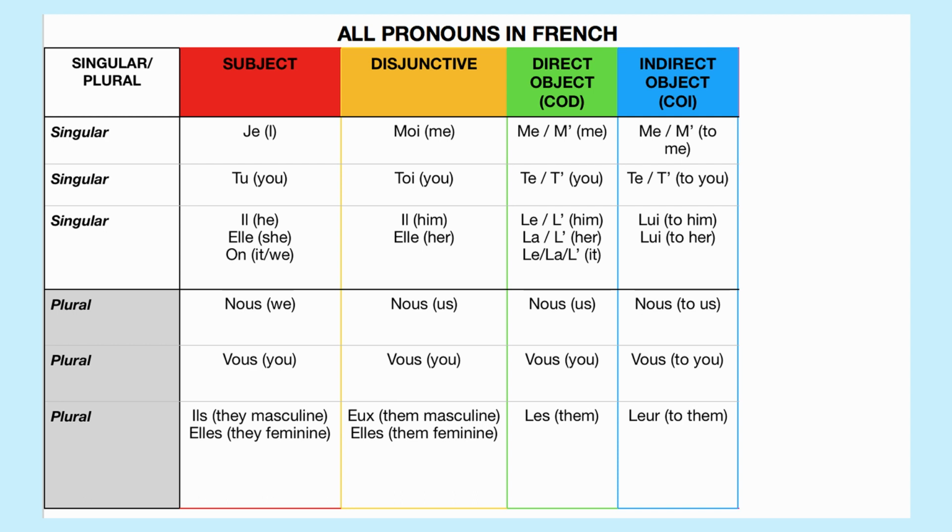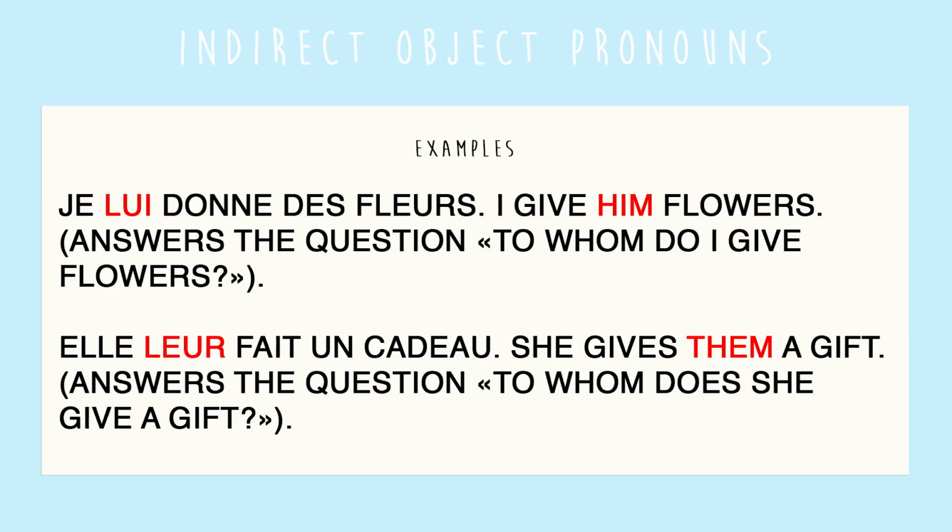And leur, to them. Let's put this into context with some examples. Je lui donne des fleurs. I give him flowers. Answers the question, to whom do I give flowers? Elle leur fait un cadeau. She gives them a gift. Answers the question, to whom does she give a gift?